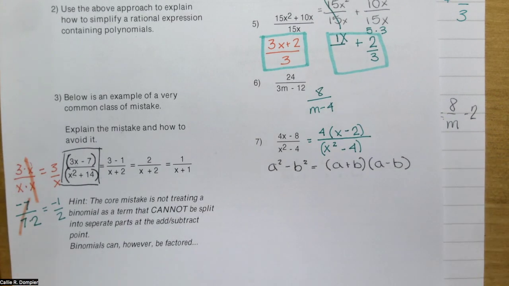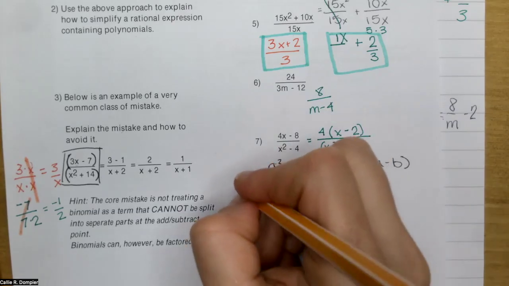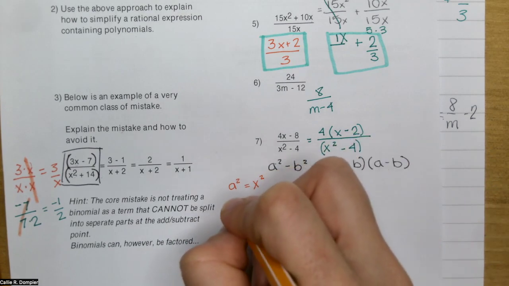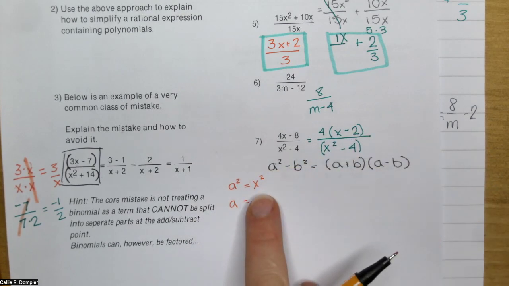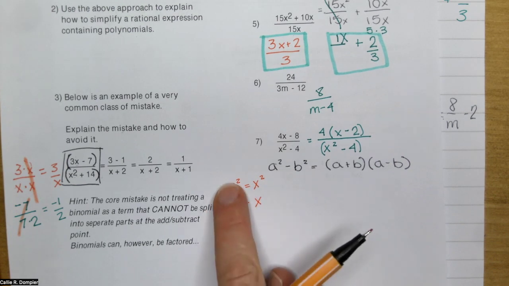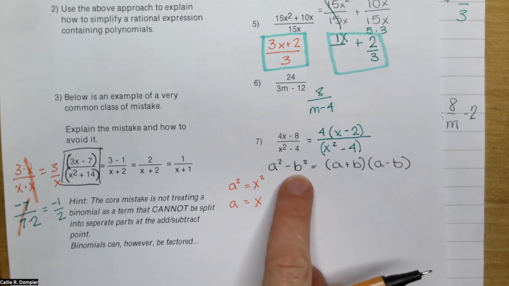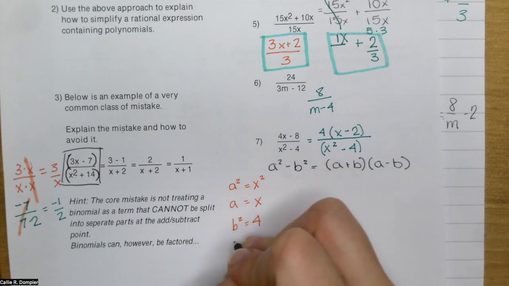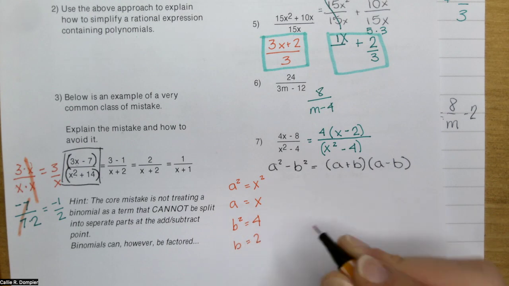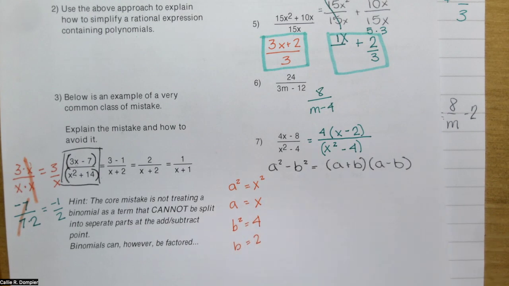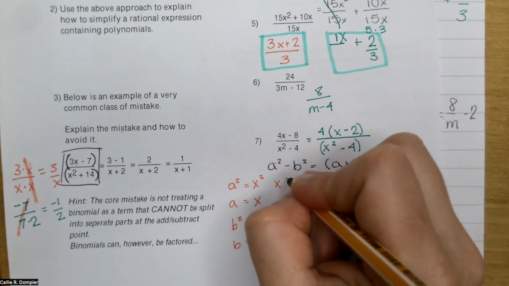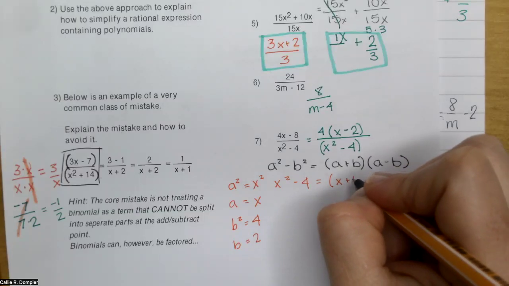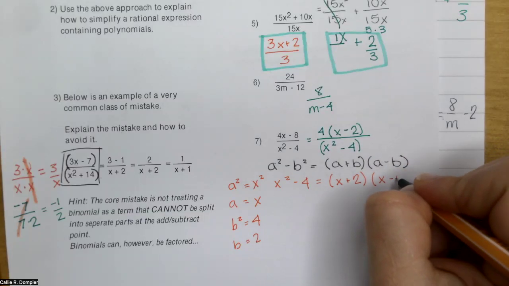Here we have x squared and 4. So that means a squared is x squared, which means a is x, right? If I take the square root of x squared, I just get x. If I take the square root of a squared, I just get a. B squared was 4. And so b is just 2 because the square root of 4 is 2. So that means we can say that x squared minus 4 is equal to x plus 2 times x minus 2.